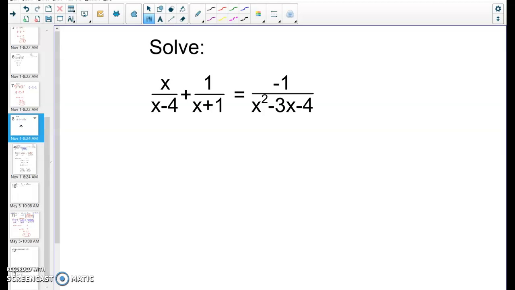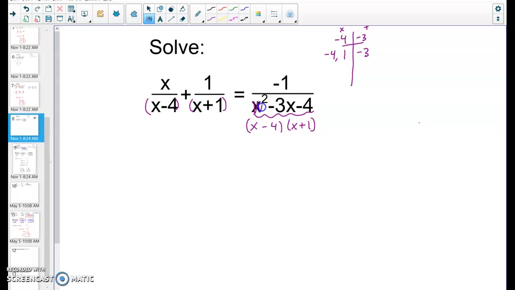So this is our problem that we have here. Okay, first thing we want to do is we want to factor. So we already have a factor here. I'm just going to put a parenthesis around them so I can see it. Now I'm going to factor this one here. So I'm seeing what numbers multiply to a negative 4 and add up to a negative 3. So I need a negative 4 and a positive 1 will multiply to a negative 4, and that adds to negative 3. So my factors are negative 4, positive 1.